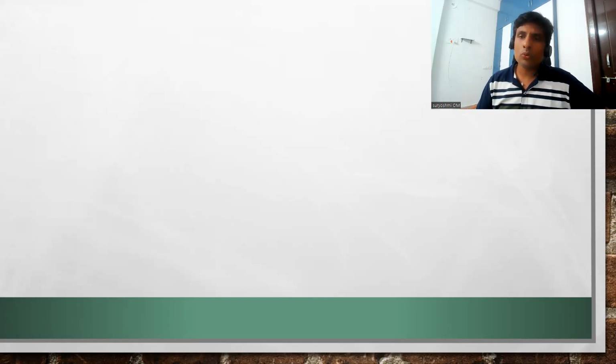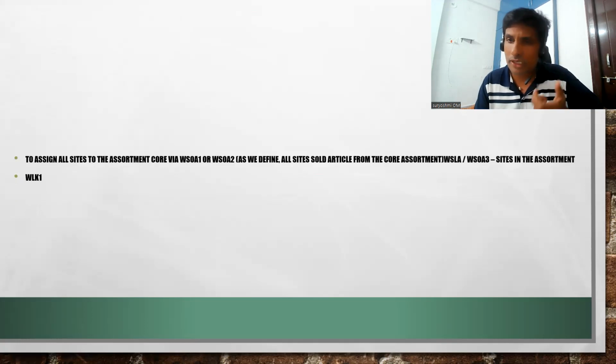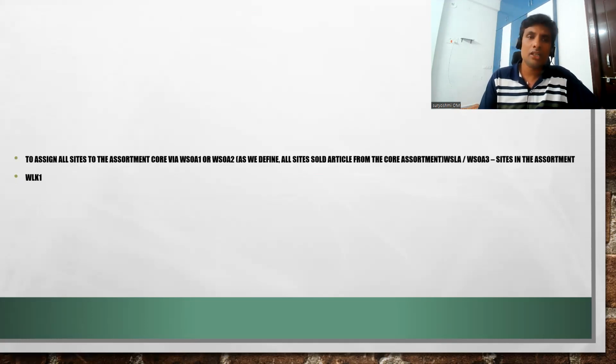So what is this site? Let's get into it practically. I would like to show you, but before that, to assign all sites to an assortment, this is a new term that you probably have seen at the time of creating your contracts. So what is WSU0A1? We define all sites' sold articles from the core assortment, WSS site assortment, or WLK1, which is one table for listing. So you are finding new terms. One is site.